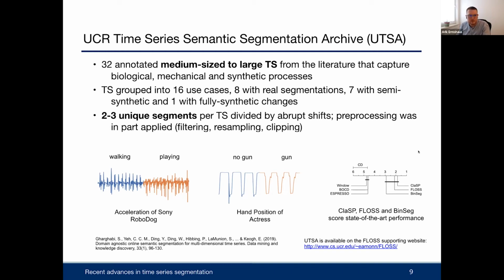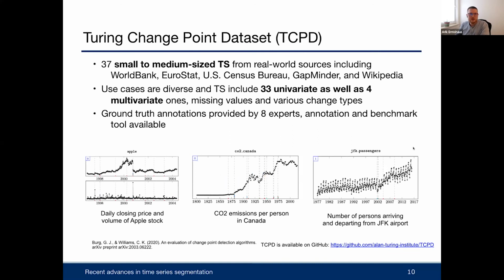Then you have quite a different data set, which is the Turing change point data set, which was published by Burke and Williams in 2020. This data set contains mostly small time series, so basically just a few data points to a few hundred data points. And it also comes from various domains and captures financial data, climate data. Here we have passenger data and the examples.